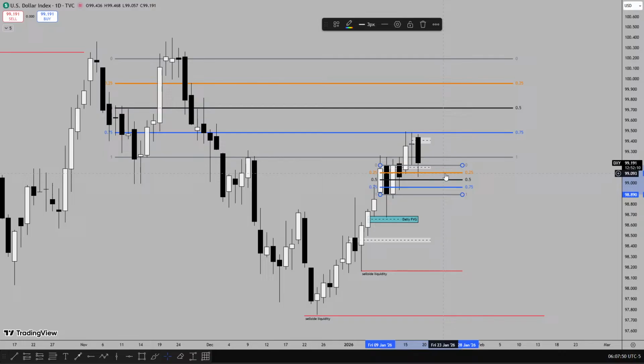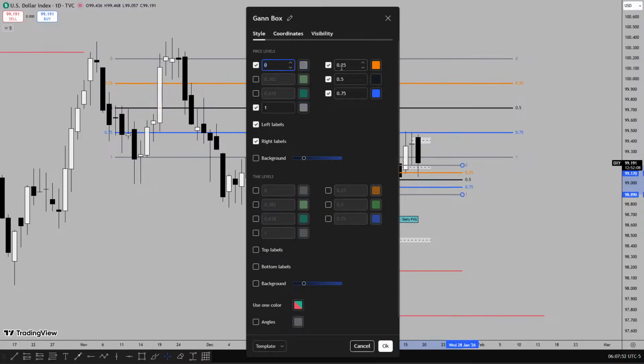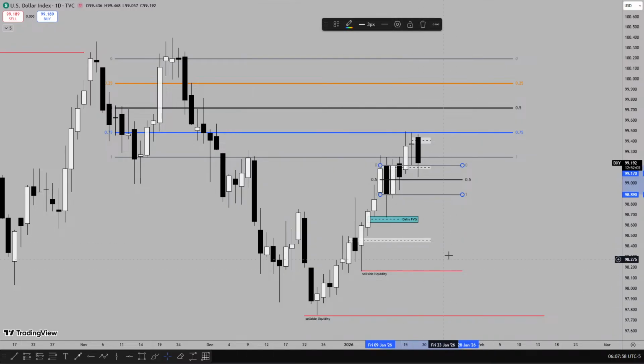I want to see a run going below the mid range. Let's take this off and take this off. Below the mid range of the other block, here's the other block, here's the mid range. If price were to trade below the mid range, I will be anticipating lower prices. My drawn liquidity will be the swing low.